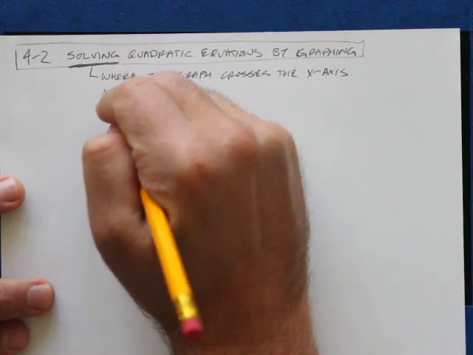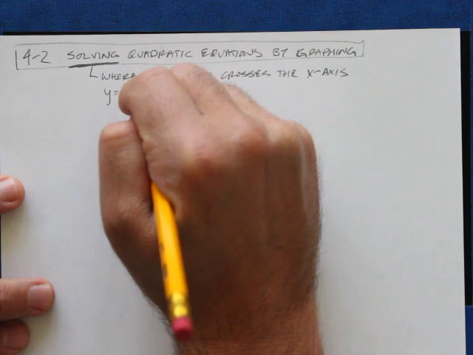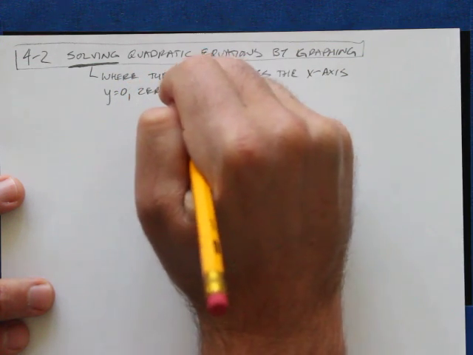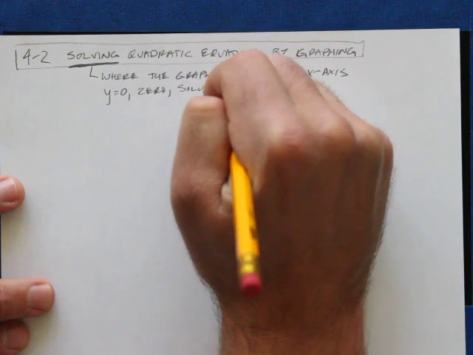This is where y equals 0. This is called a 0. This is called a solution. This is called a root.